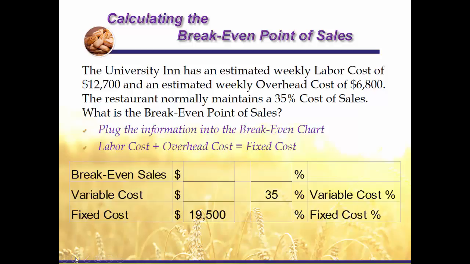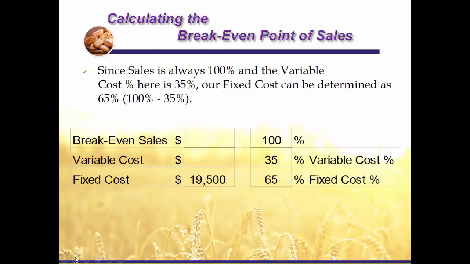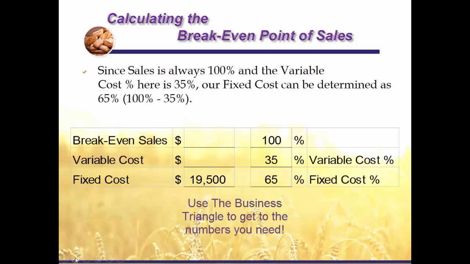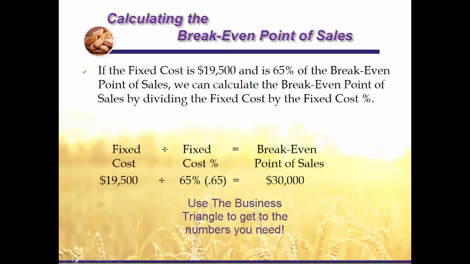If we know our break-even sales is 100%, then what would our fixed cost be? Well, our fixed cost is 65%. So since sales is always 100% and the variable cost percentage here is 35%, our fixed cost can be determined as 65%. That's 100% minus 35%. If the fixed cost is $19,500 and is 65% of the break-even point of sales, we can calculate the break-even point of sales by dividing the fixed cost by the fixed cost percentage.